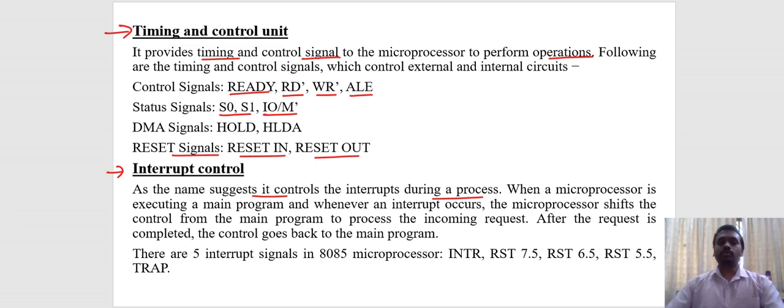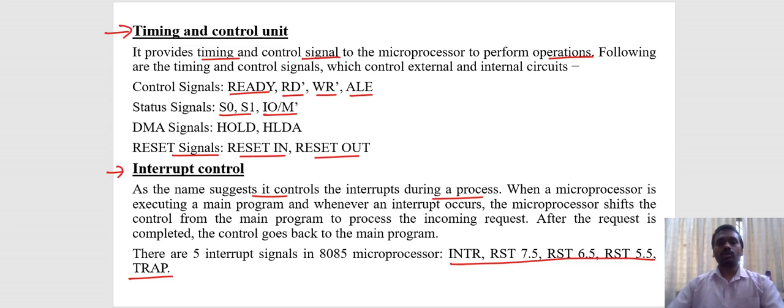The interrupts that are generated by the IO devices are controlled and handled by this interrupt control unit. Basically this interrupt control unit accepts five different types of interrupts. These are also called hardware interrupts. The names of these five interrupts are INTR, that is interrupt request, RST 7.5, RST 6.5, RST 5.5, and trap. Each interrupt has a particular priority level.